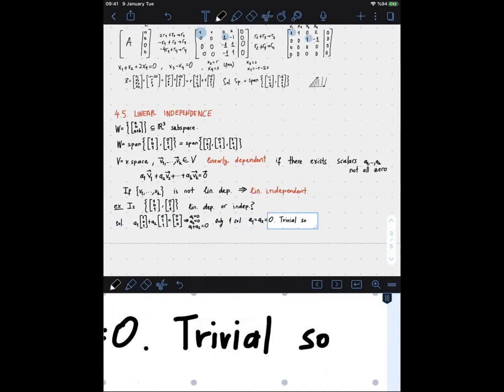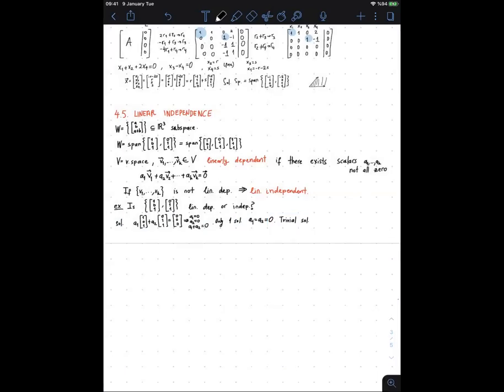So what does this mean? Let's go back to the definition. What do you think? Are these vectors linearly dependent or independent? Which one? Independent. Yes. Independent, right?